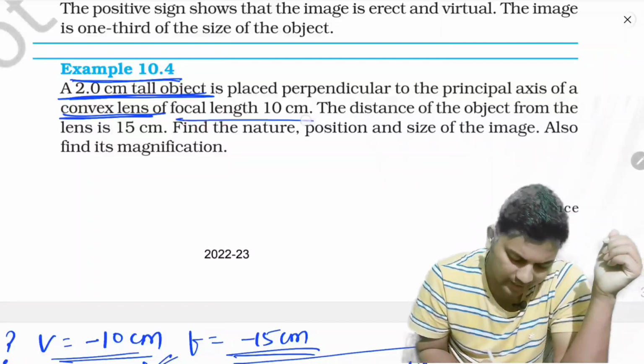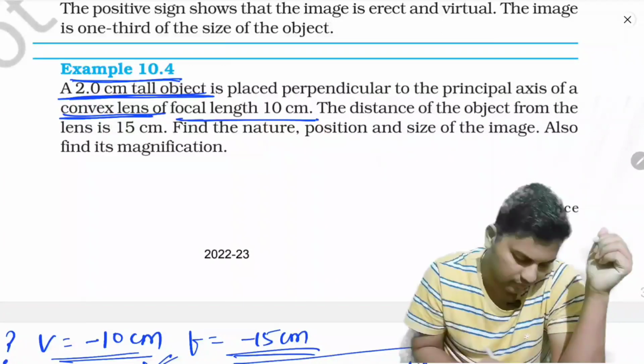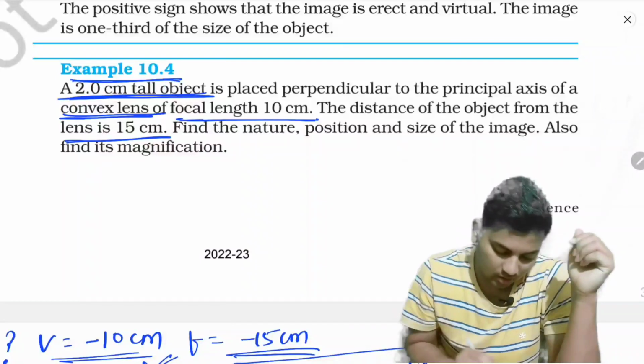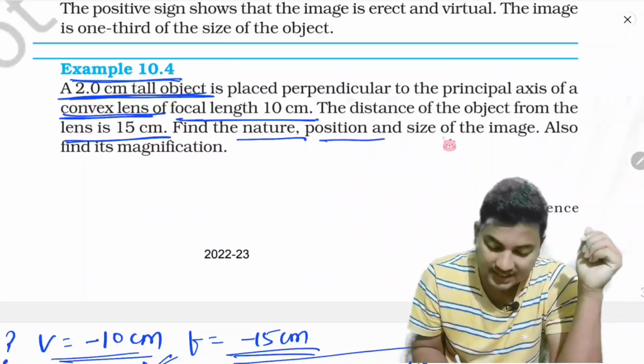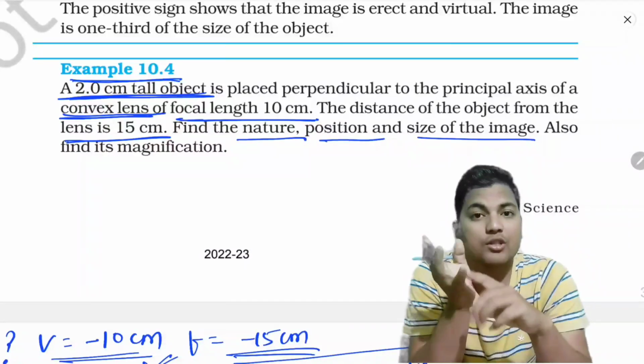So we have a focal length of 10 cm. The distance of the object from the lens is 15 cm. Find the nature, position and size of the image.